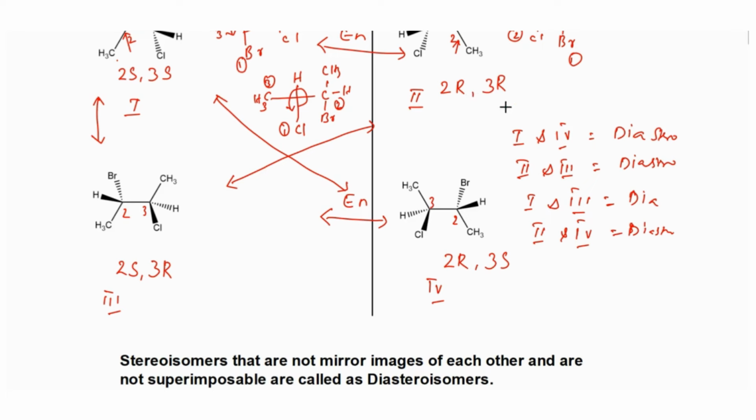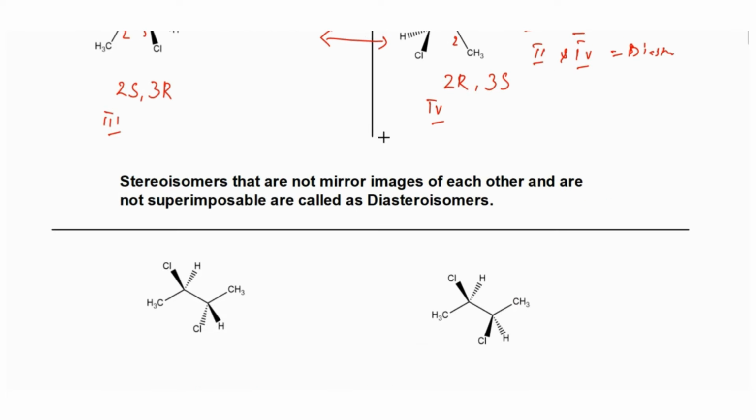In conclusion, diastereomers are non-mirror images and non-superimposable. These are called diastereomers, but enantiomers are non-superimposable mirror images. Non-superimposable mirror images are called enantiomers.